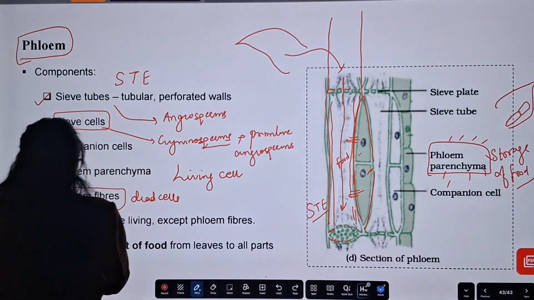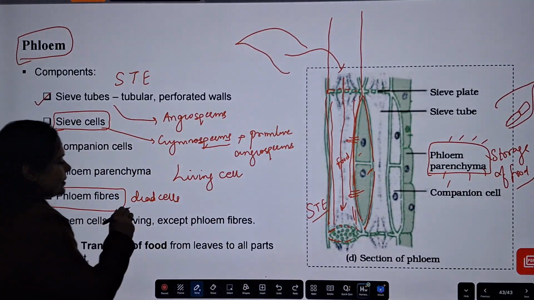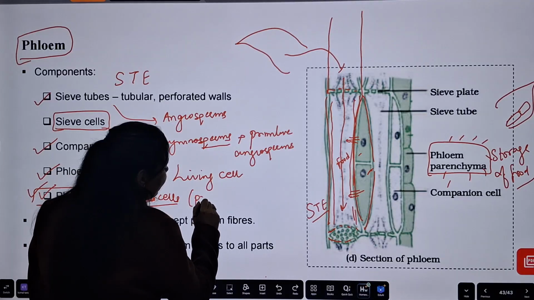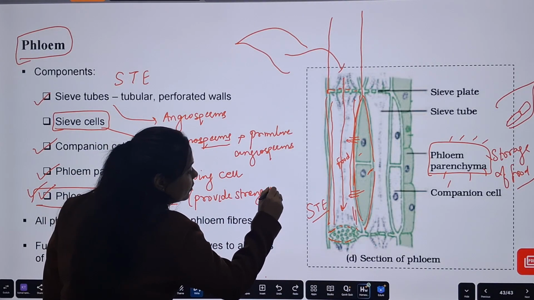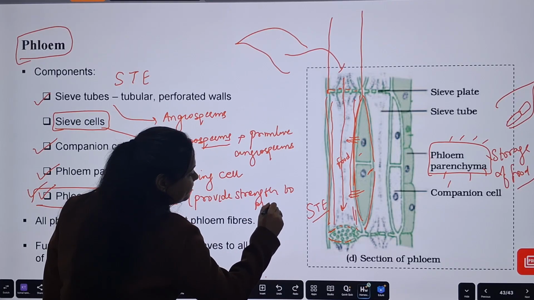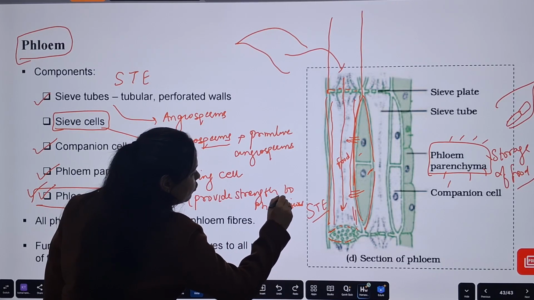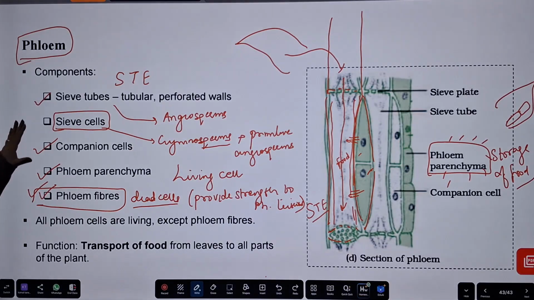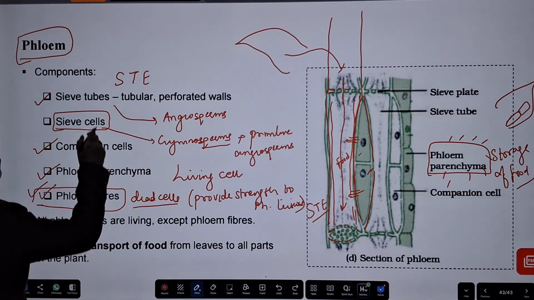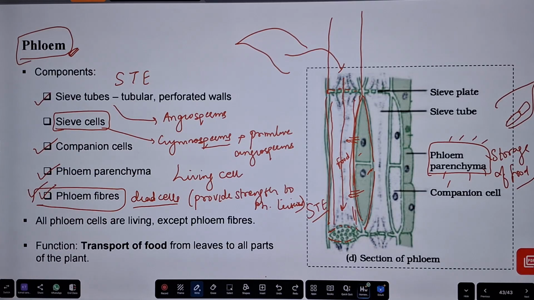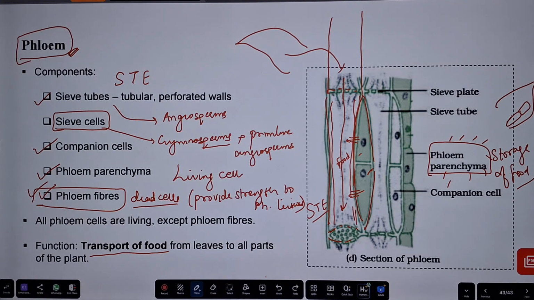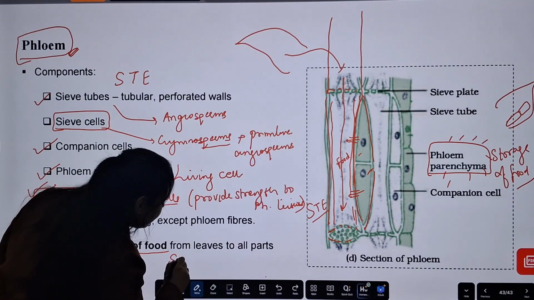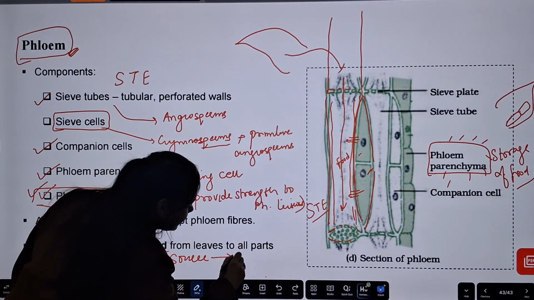So last is phloem fibers. These are dead cells and basically provide strength to phloem tissue, not to the plant, to the phloem tissue. So these are the four components of phloem: sieve tube element, companion cell, phloem parenchyma, and phloem fibers. Together they form phloem tissue, and phloem tissue is responsible for the transport of food from leaves to all parts of the plant. Ideally, we should write from source to sink.